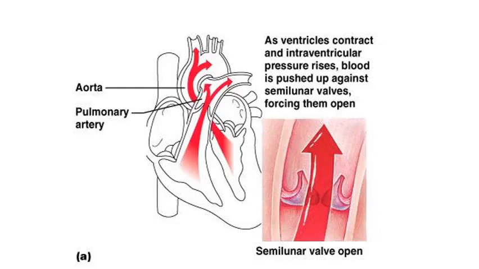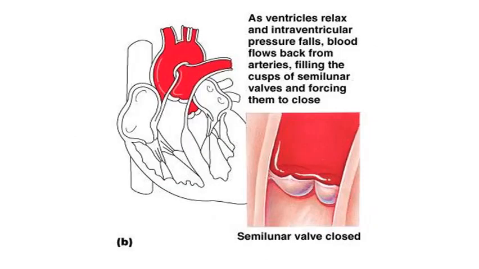As the ventricles contract and the intraventricular pressure rises, blood is pushed up against the semilunar valves, thus they open. Whereas when the ventricles relax and the intraventricular pressure falls, blood flows back from the arteries, filling the cusps, and thus the semilunar valves are closed. So we notice that the mechanism of closure and opening of the semilunar cusps of the pulmonary valve is different than the tricuspid valve.